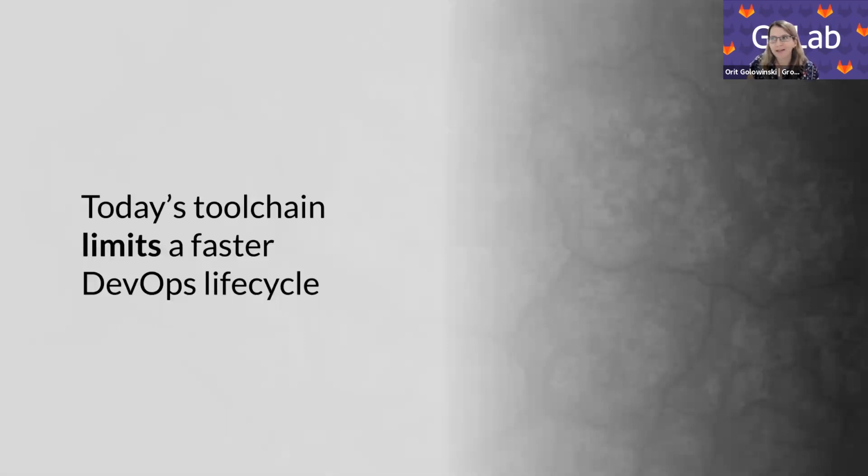Even having said that, today's toolchain limits a faster DevOps lifecycle. The reason is that even though we have the full transformational promise of DevOps, it's not being realized because of the very toolchain that we're using in order to try to accelerate. In fact, today's toolchain is limiting a faster DevOps lifecycle.